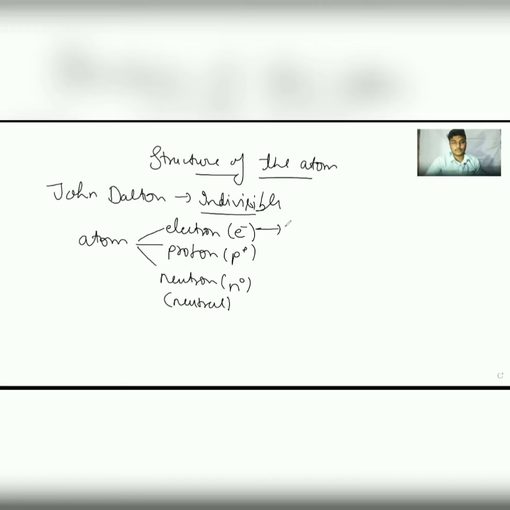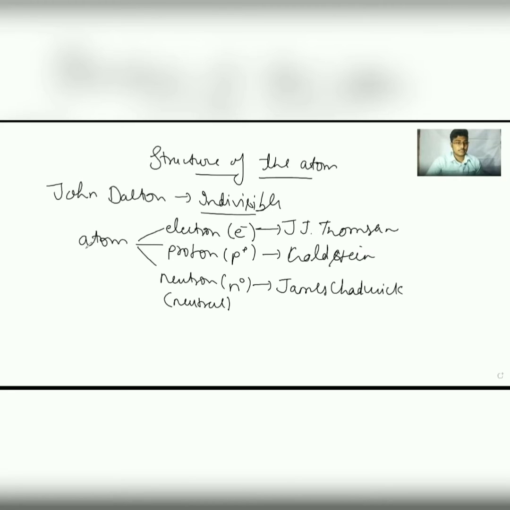Electron was first discovered by J.J. Thomson in his experiment cathode ray discharge tube. Proton was discovered by Goldstein, and neutron was discovered by James Chadwick. These subatomic particles combine to form an atom.